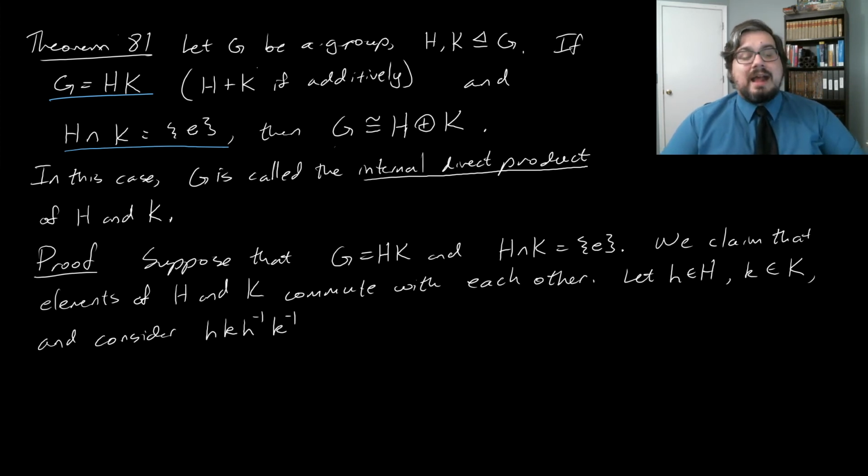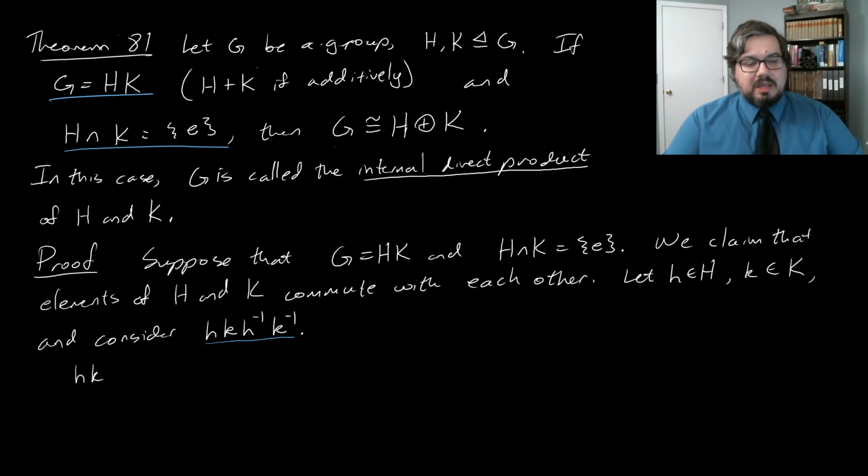Now, a general strategy for proving that two elements commute with each other is to look at products like this. In fact, this product is sometimes called the commutator of h and k. And if this turns out to be the identity element, then that means that h and k commute with each other. And we'll see why in a second. We will prove that this does equal the identity element, and then we'll see why that implies that h and k commute with each other.